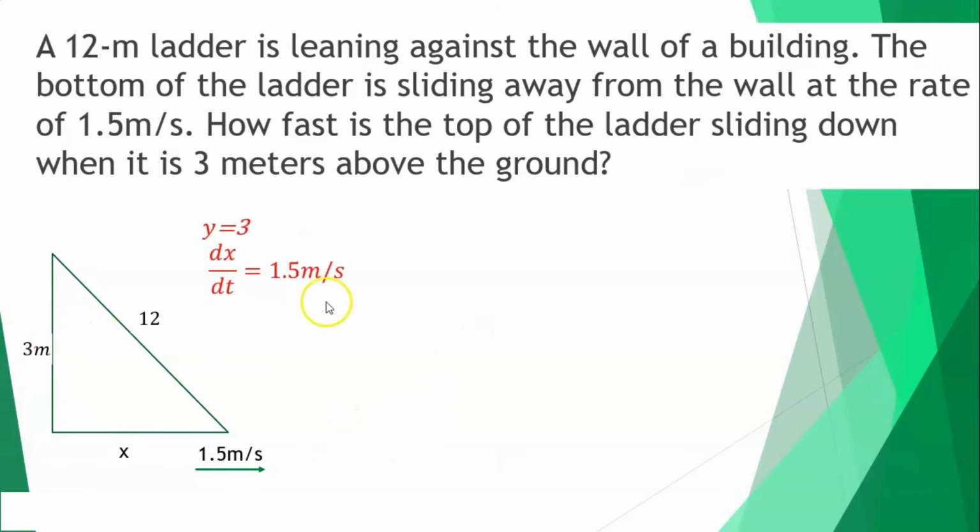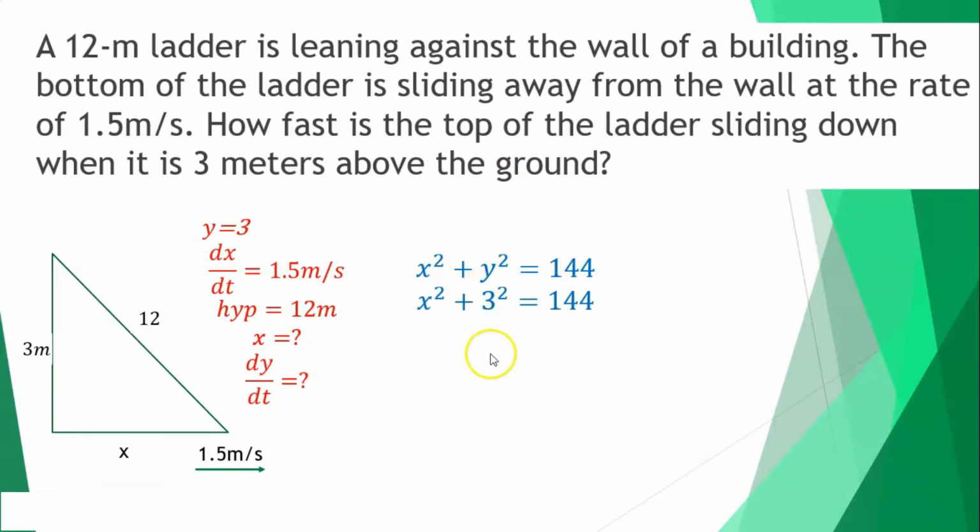So our y is 3, dx/dt is 1.5, the hypotenuse is 12, x is unknown, and dy/dt is also unknown. Now, making use of the right triangle, we can form this equation: x squared plus y squared equals 144. In this case, the value for y is 3. So, 144 minus 9, that's the square root of 135.